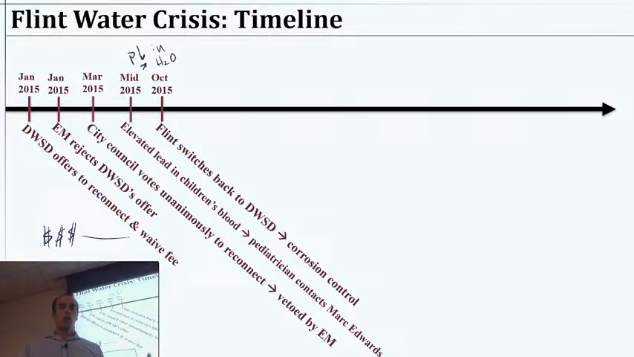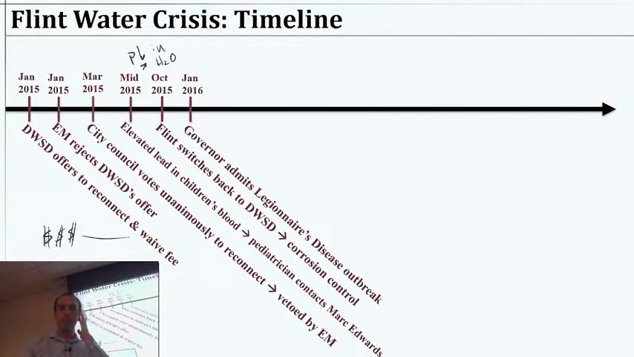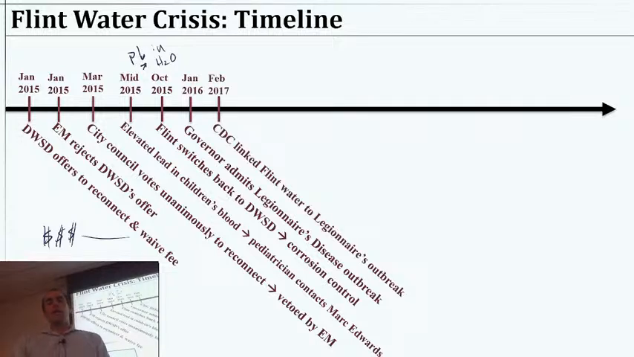Of course, in the years since, they've made a big effort to replace all the lead pipes. But January 2016, the governor finally admits that there's been a Legionnaire's disease outbreak going on for the past 2 years, probably associated in part with the water. And eventually, in February 2017, the CDC finally links that Legionnaire's disease outbreak.